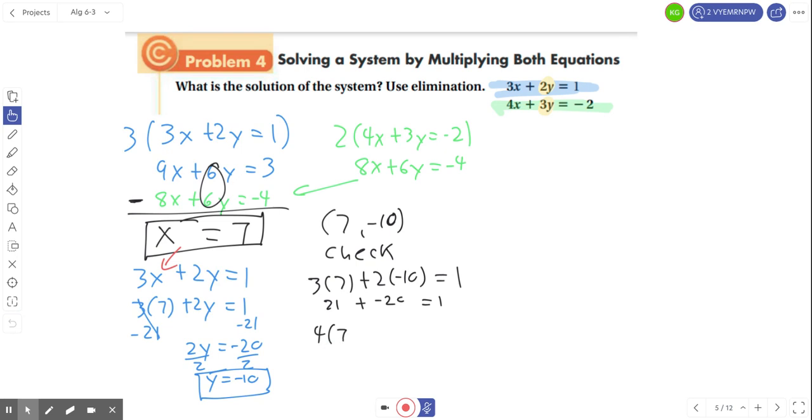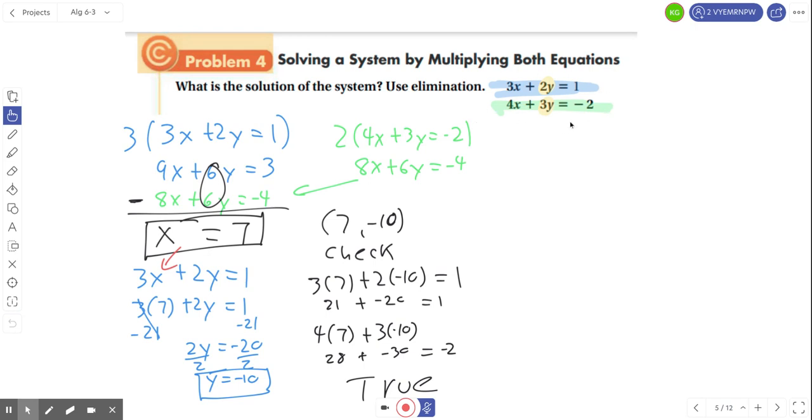4 times 7 plus 3 times -10. That is 28, and that is -30. 28 plus -30 does equal -2. So both of those worked out. My solution is correct.